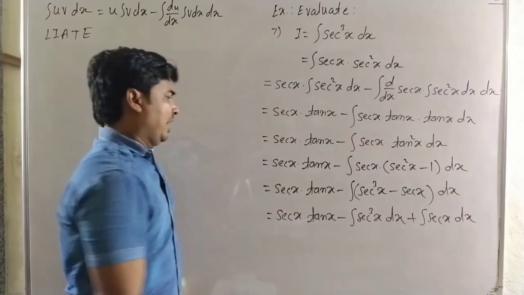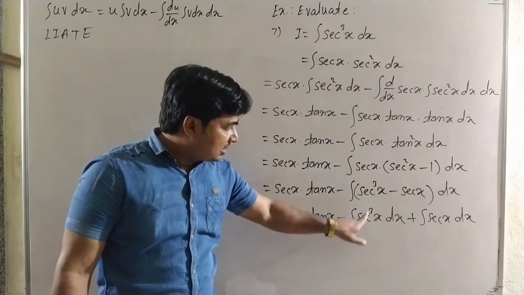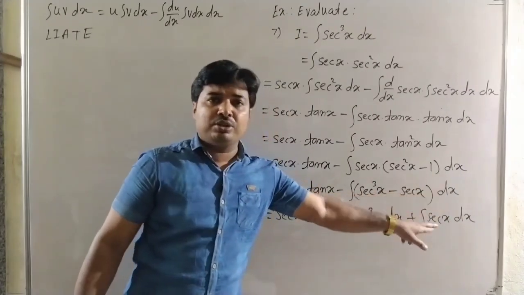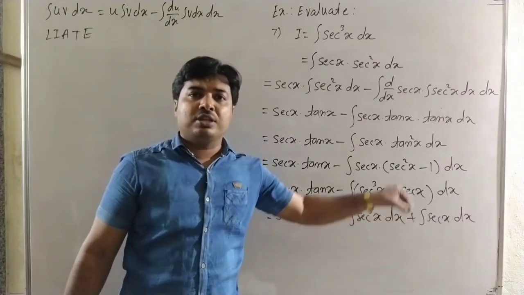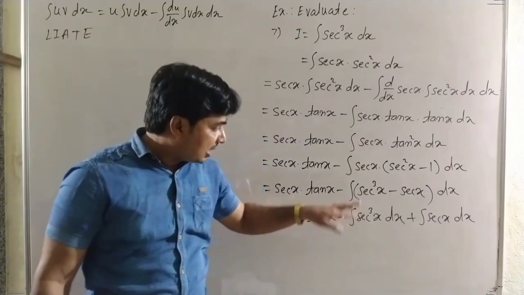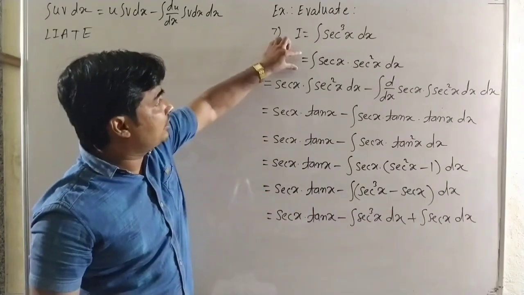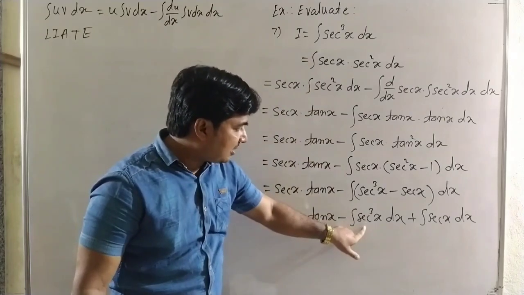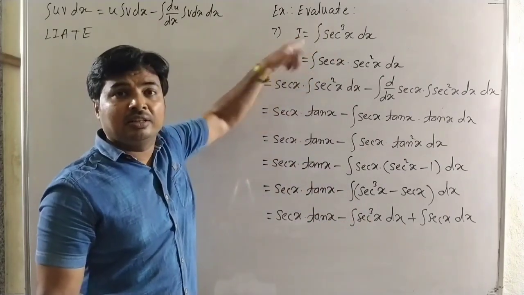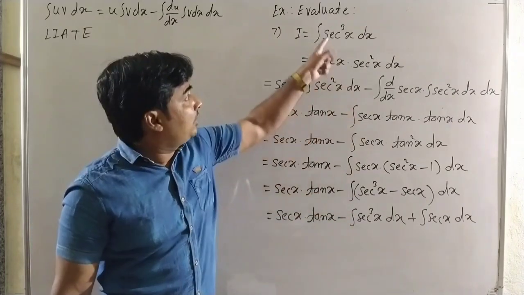Okay, see carefully. And now here sec x into tan x minus the integral of sec cube x, plus the integral of sec x. The integral of sec x is log of sec x plus tan x. And here for the integral of sec cube x, again we use sec x into sec square x, and that is this method. And then here it is sec cube x, the original integral. That means here it is a repeated integral, repeating this step.